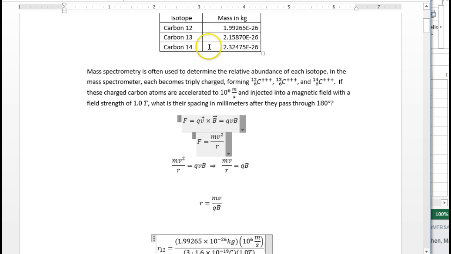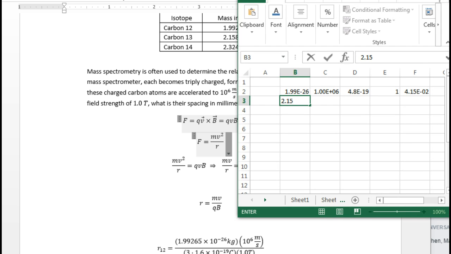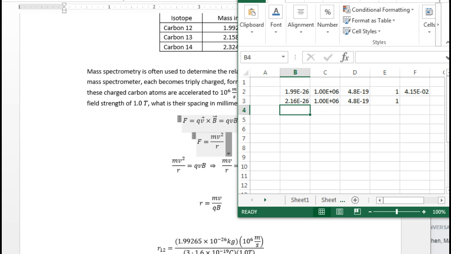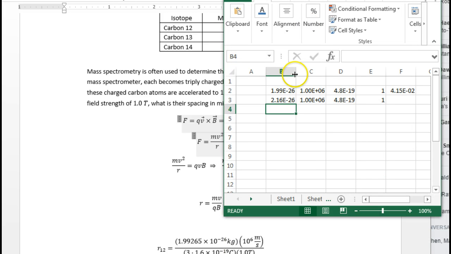Okay. Now let's take a look at carbon 13. This is 2.1587 times 10 to the minus 26, and everything else is the same. I know, you're crying foul. You didn't get to use Excel on the test. And for carbon 14, it's 2.32475 times 10 to the minus 26 kilograms.